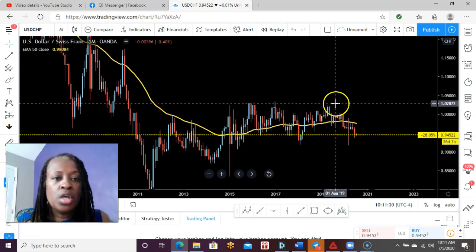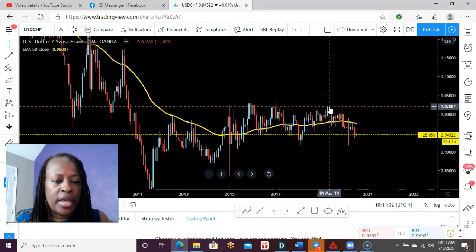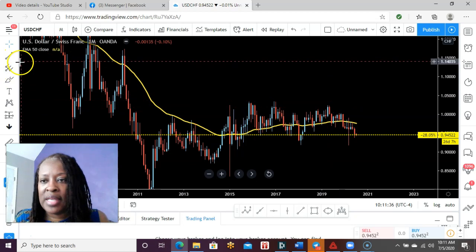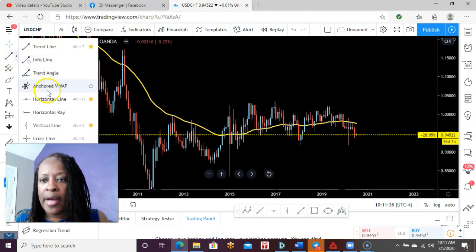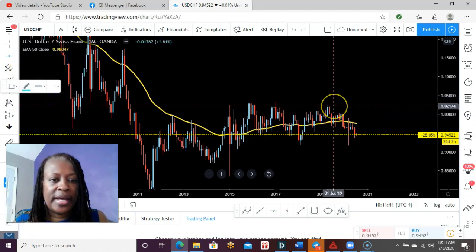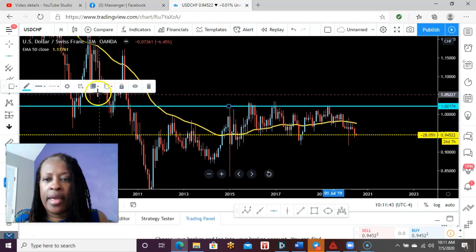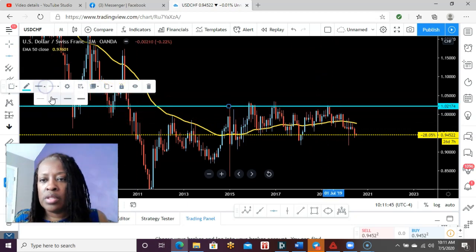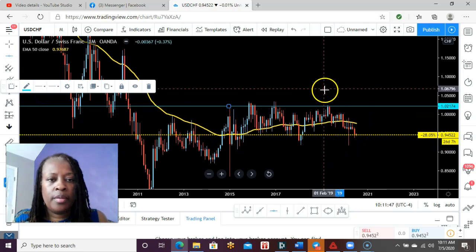Relative to current price, I would really be looking at this area here. That's May of 2019. So I'm going to drop a horizontal line right there.